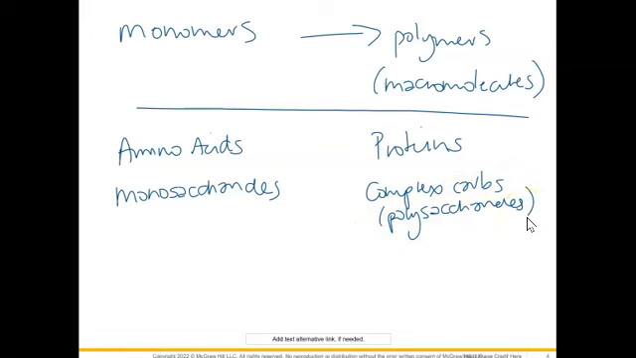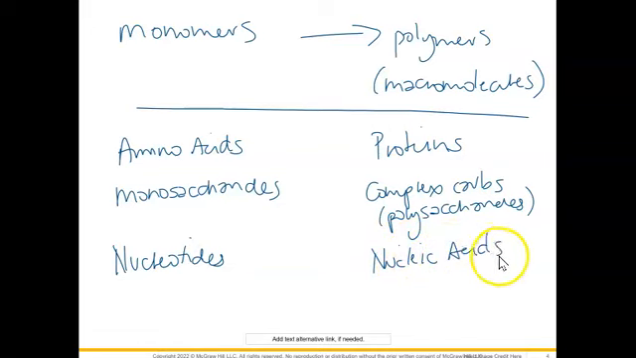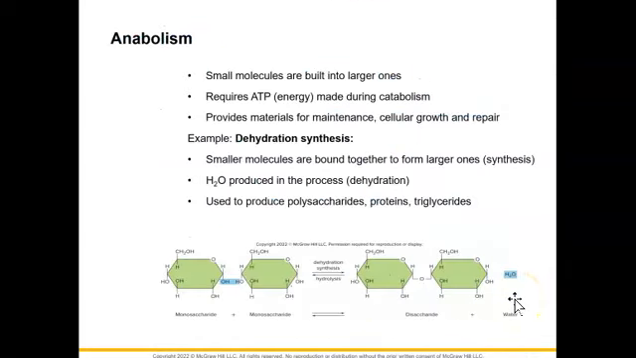And we also talked about little individual units called nucleotides being hooked together to form nucleic acids. And those were DNA and RNA. So this is exactly what we're talking about when we are saying we are taking small molecules and building them into larger ones. Now, one thing to note about anabolic reactions is that these reactions require ATP. So we have to put energy in order for these reactions to occur.